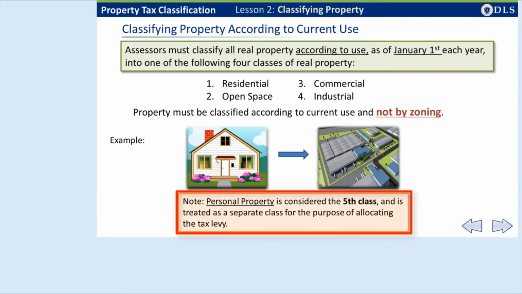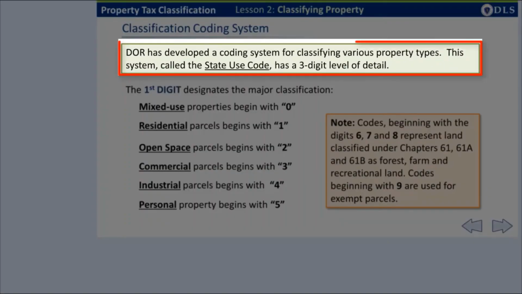Personal property is considered the fifth class and is treated as a separate class for the purpose of allocating the tax levy. DOR has developed a coding system for classifying various property types. This system, called the State Use Code, has a three-digit level of detail.